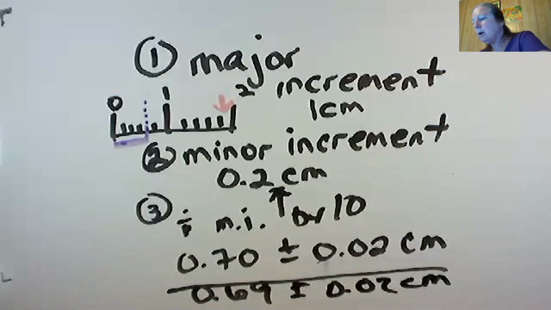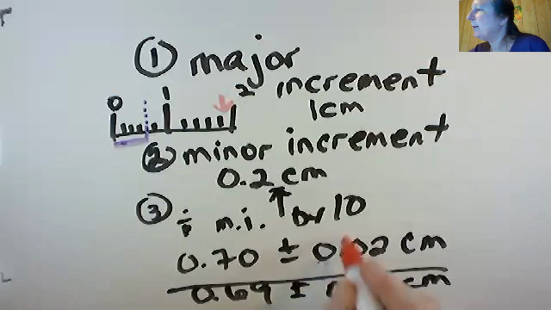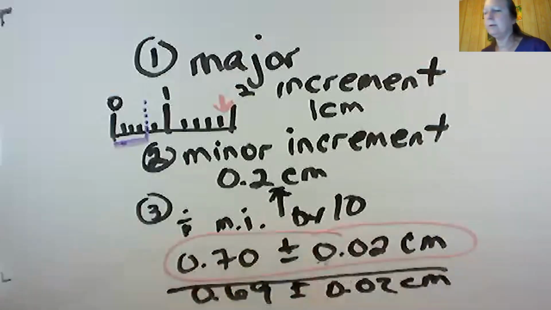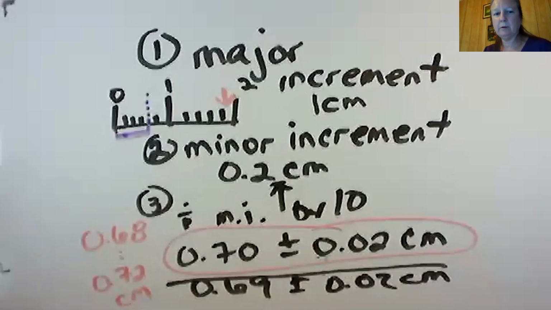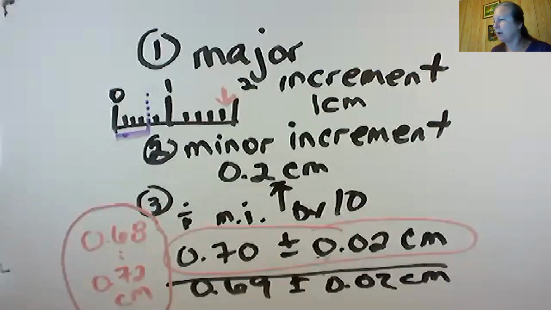Right? What this means is plus or minus means the actual measurement is somewhere in between 0.68 to 0.72 centimeters. The actual number is somewhere in there. We don't know where exactly. That's why we call it uncertainty. You can call it estimate. That's fine. You can call it eyeballing. The term you're going to see, though, on exams and on the final is uncertainty.